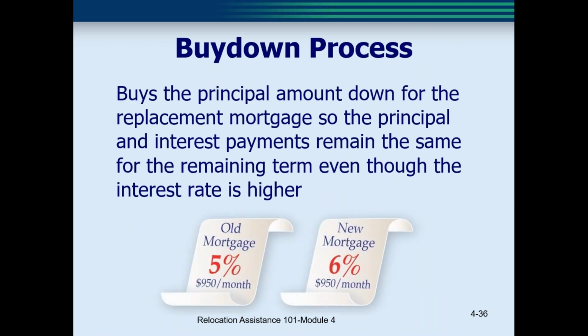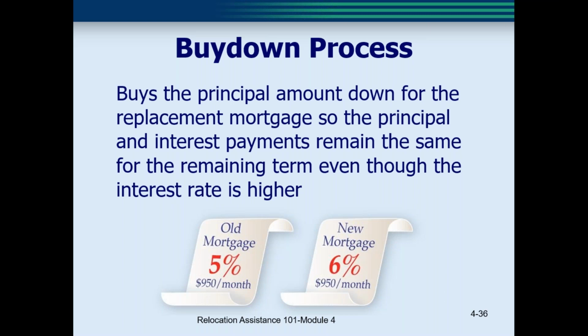So how does it work? Increased interest payments are commonly known as buy down payments and are made to compensate the displaced person for the loss of favorable financing at the displacement site due to the agency's acquisition.